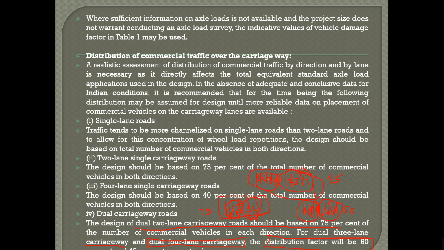Dual 4-lane carriageway means 4 lanes on both the sides. Dual 3-lane means there are 3 lanes on both the sides. Dual 2-lane means there are 2 lanes on both the sides. Totally together it could be either 8-lane, 6-lane or 4-lane. Okay. So with reference to this assumption, we'll proceed further.